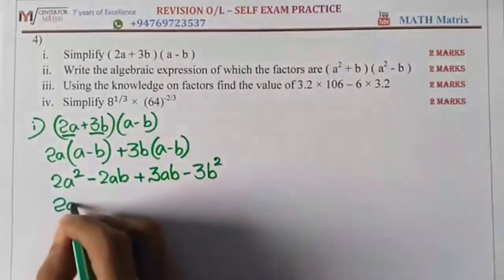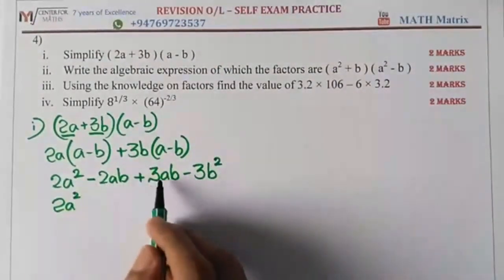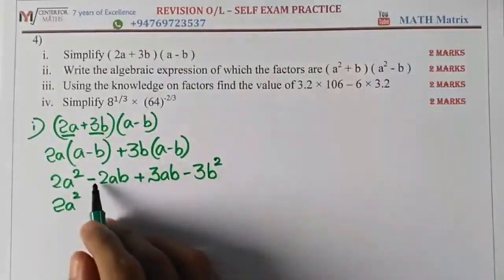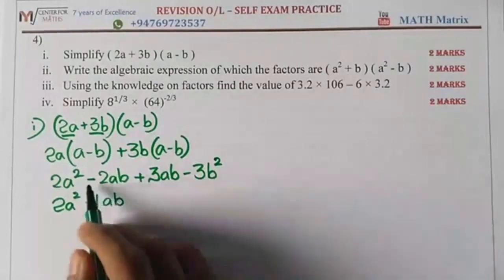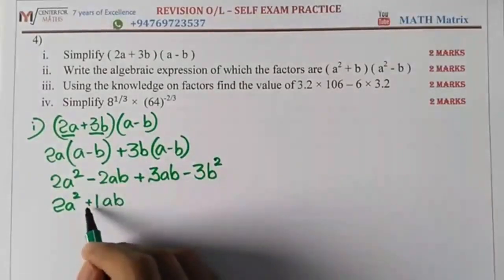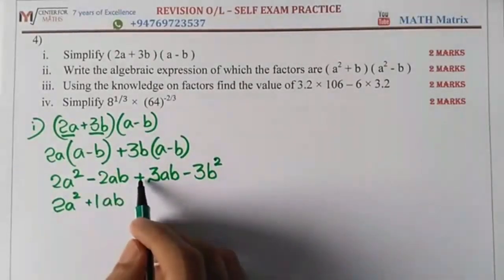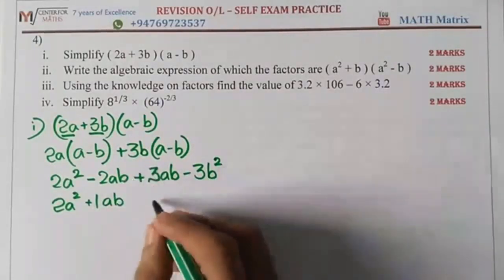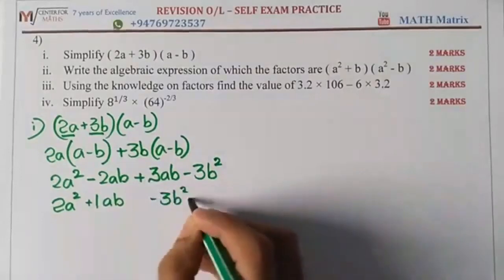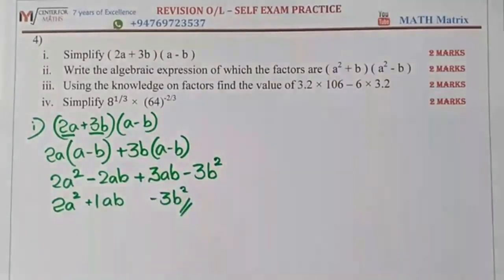Right, so 2a squared, and now here what we have to do, 3ab minus 2ab is just 1ab. Again, you can't say that minus into plus or minus. No, it's not like that. This time we have to go with the highest sign, the reason is there are no multiplication signs here. And the last one minus 3b squared. That's the answer for the first one, and we are moving to the second one.